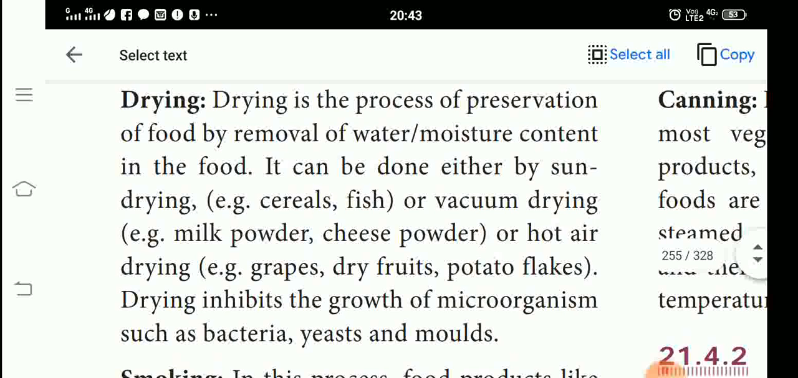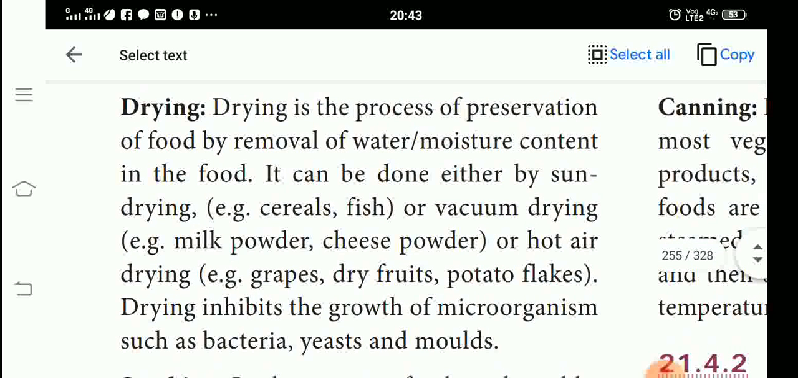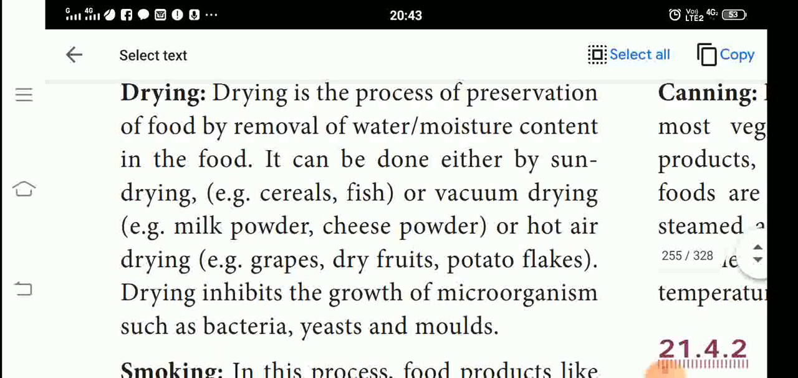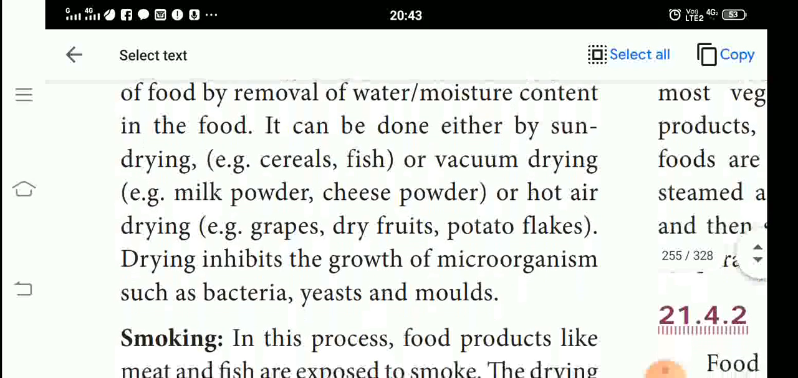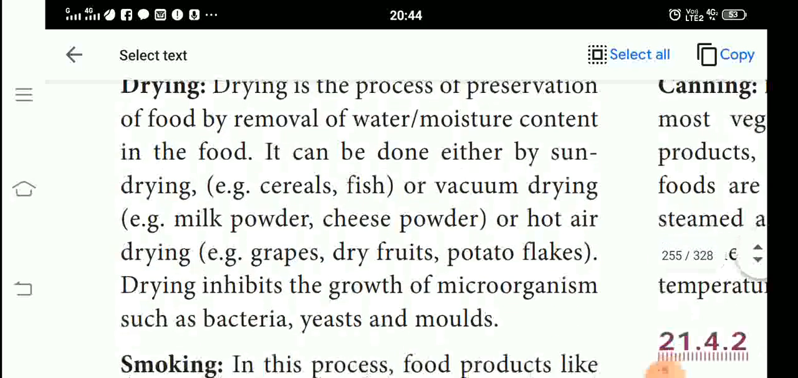So dried food is not easily contaminated by microorganisms such as bacteria, yeast and mold. Is it clear? So to avoid the infection of microorganisms, what are we doing? We are drying the food items.